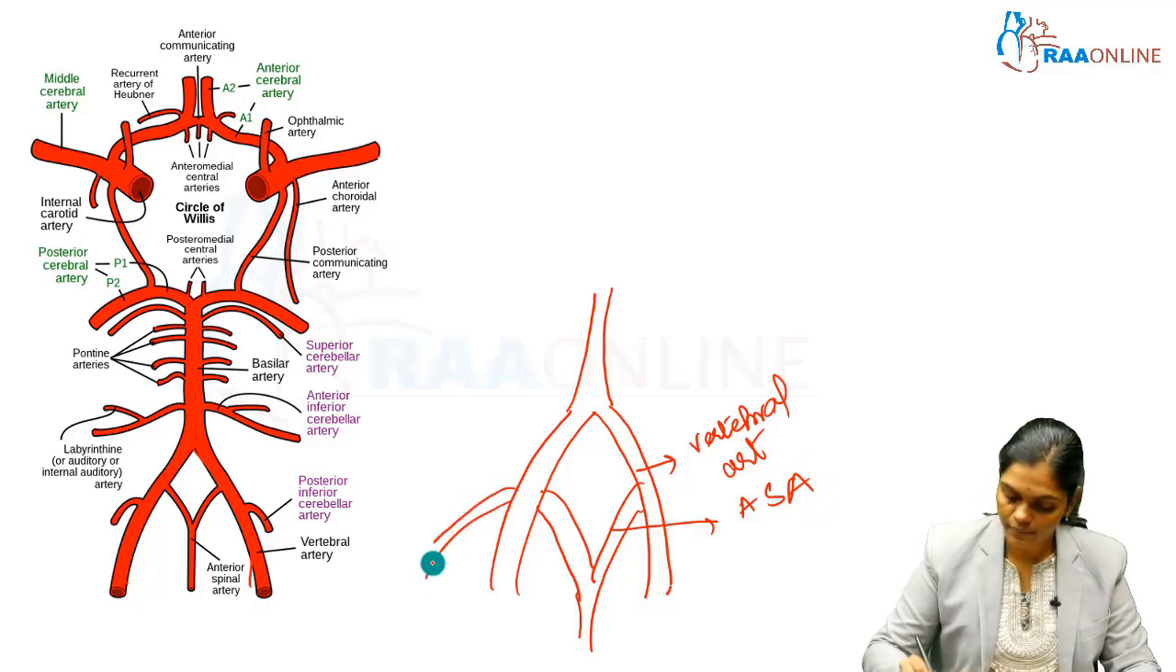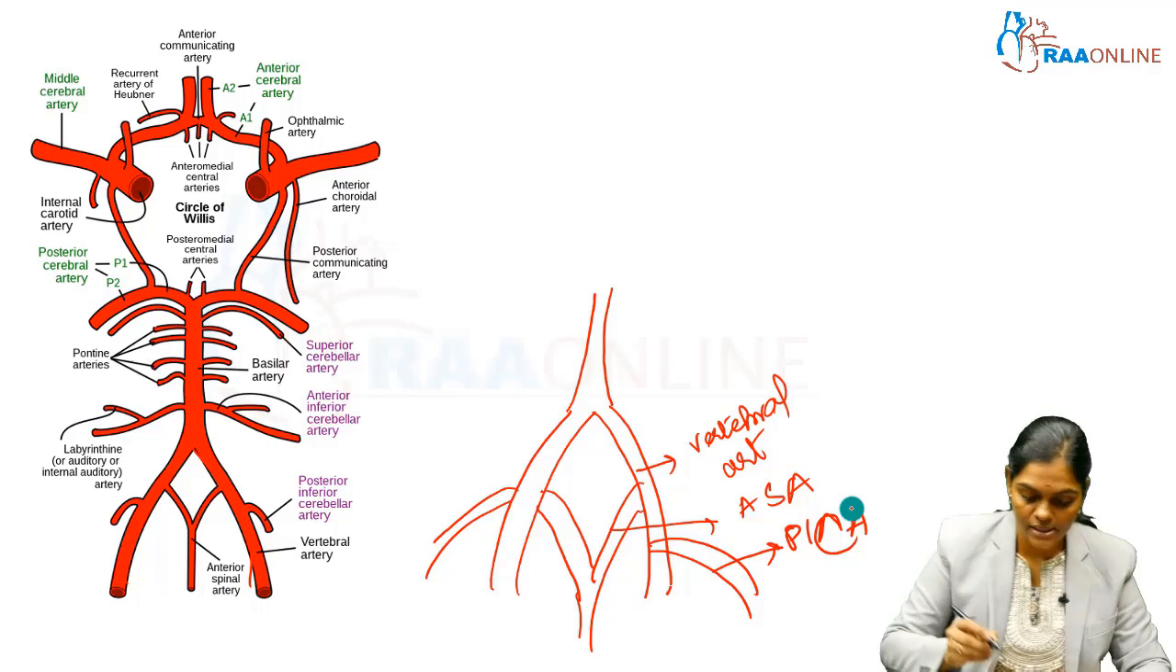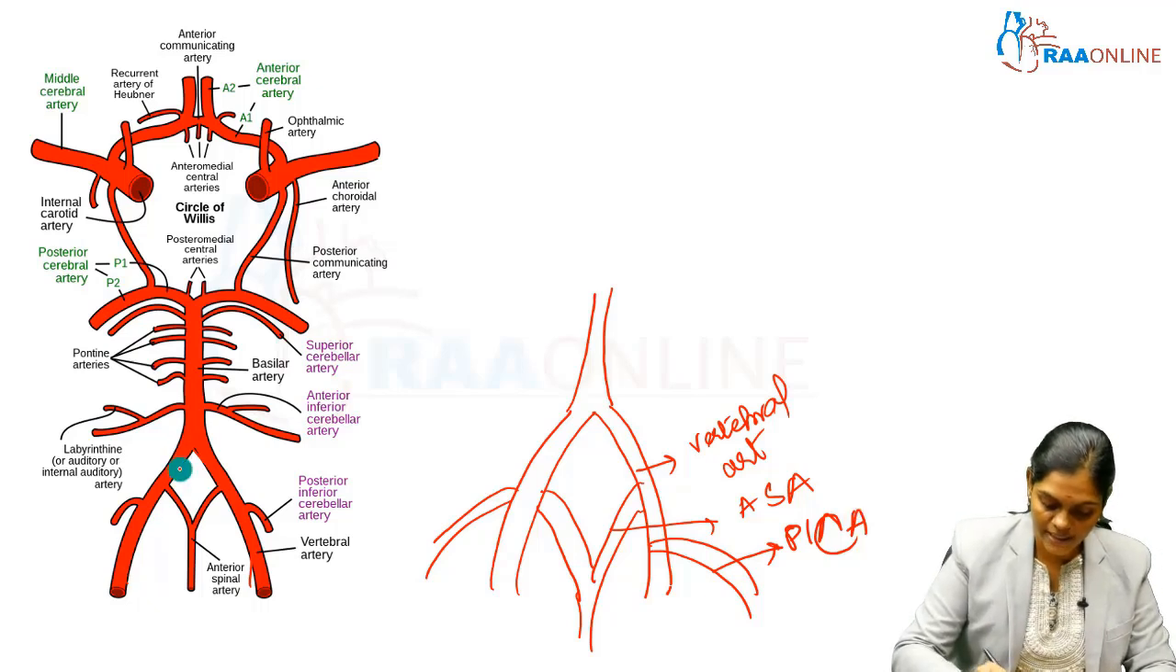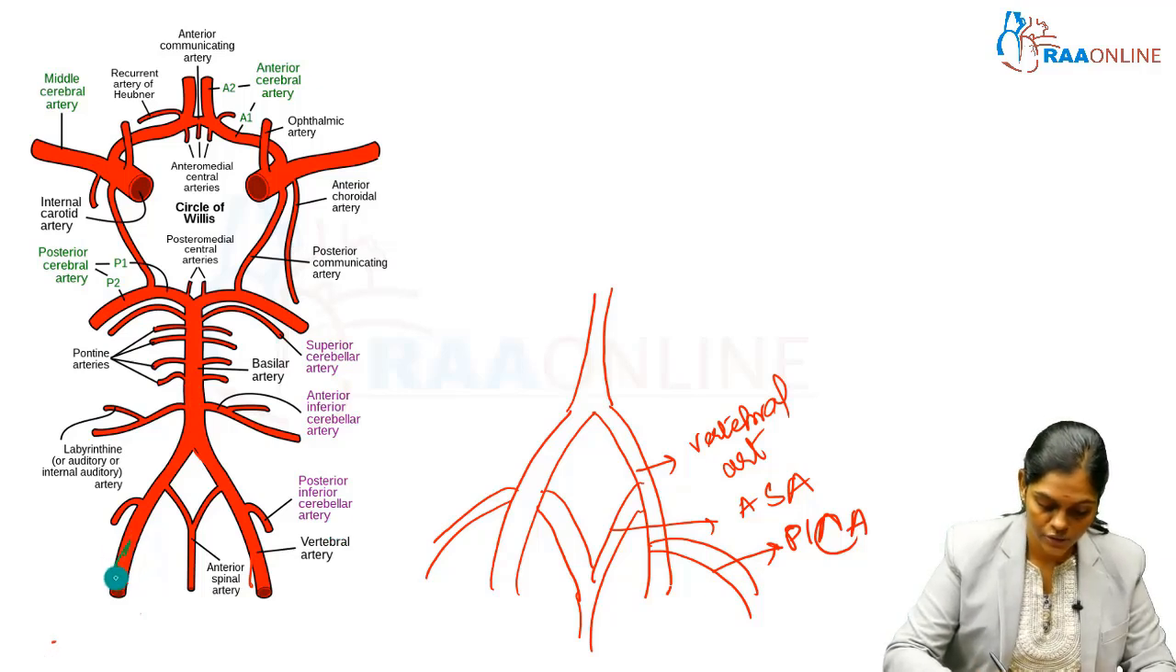Second is the PICA. What is PICA? Posterior inferior cerebellar artery. So that is how it is formed. Two vertebral arteries forming the basilar artery. I've changed it to green so that you can see better. Two vertebral arteries joined together to form the basilar artery.